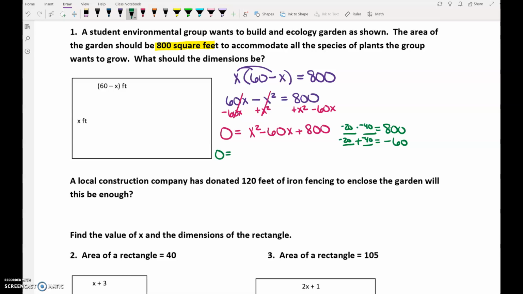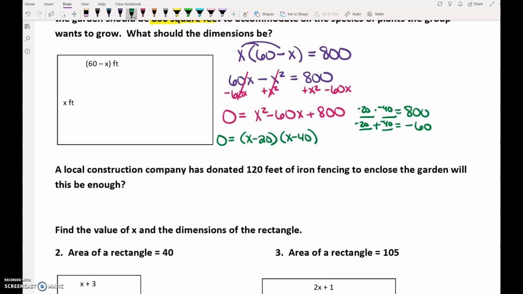So 0 equals x minus 20, x minus 40. So then completely ignoring the problem, what are the solutions? The solutions are 20 and 40. Now we have to think about which solutions make sense in this problem. And in this particular problem, they both make sense.